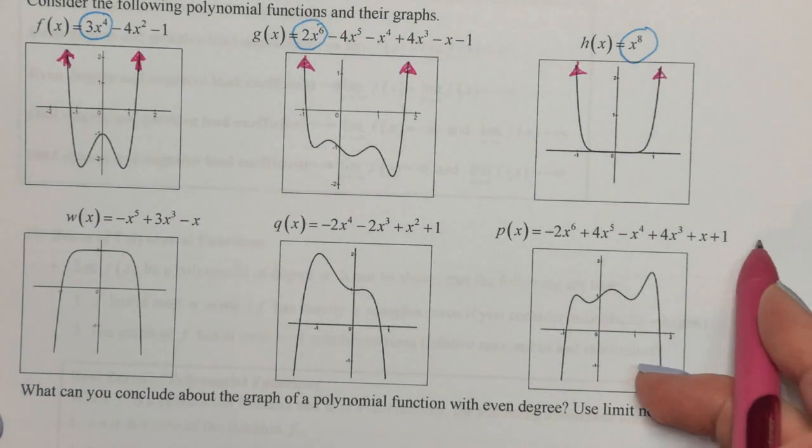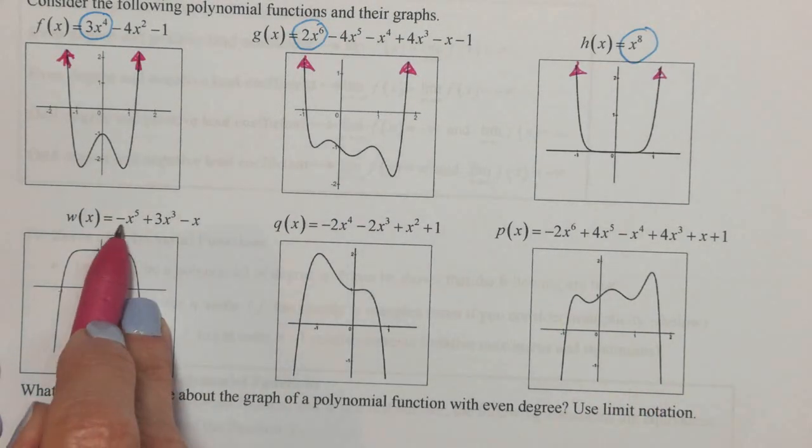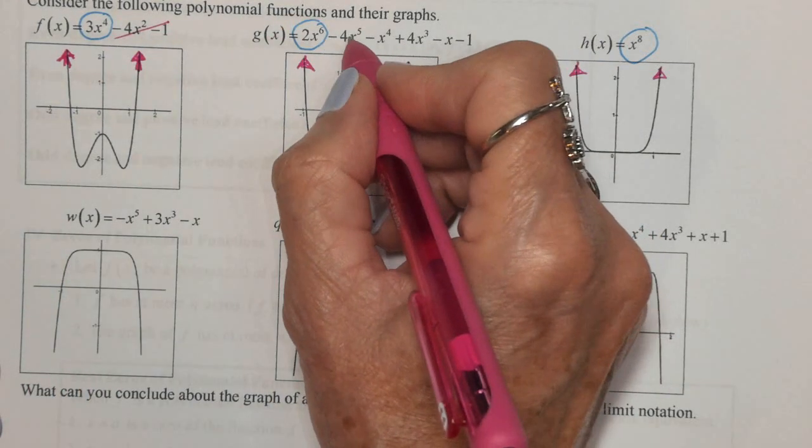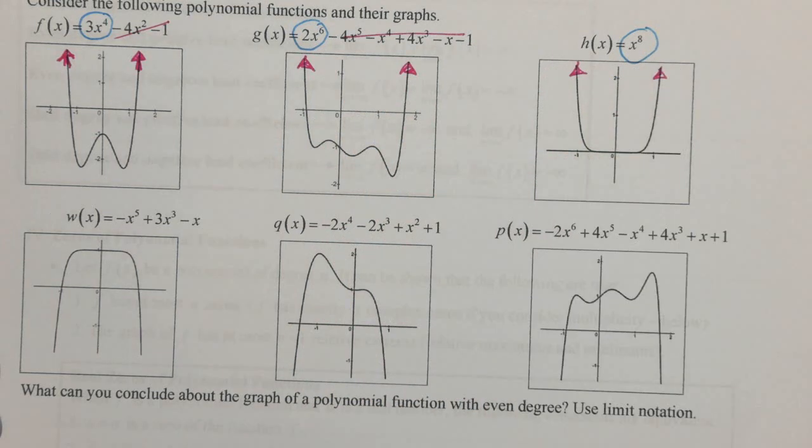Okay, what if there's a negative lead coefficient? These don't matter. None of these matter. The only thing that affects end behavior is the leading term, the highest degree term and its coefficient.